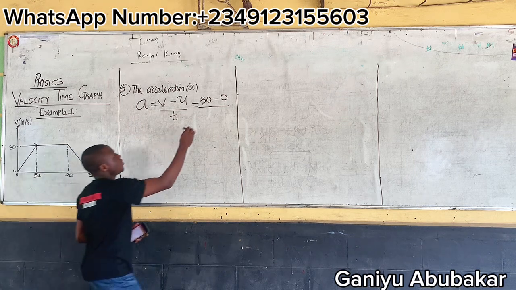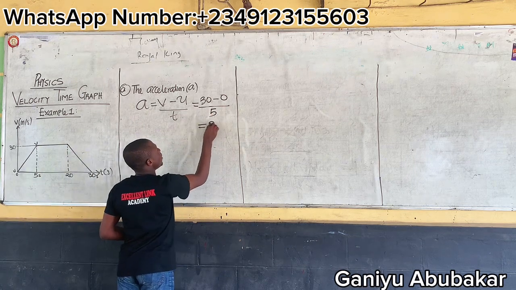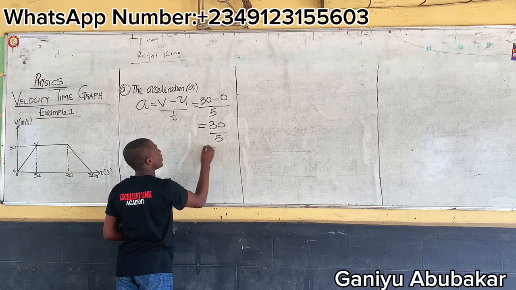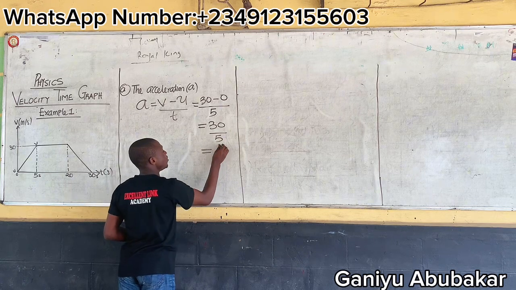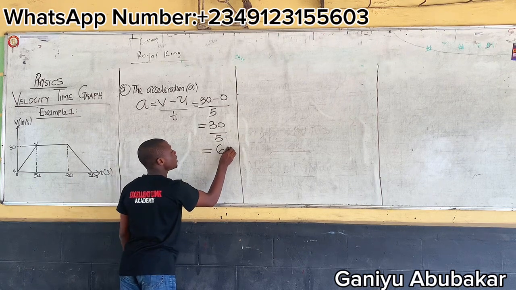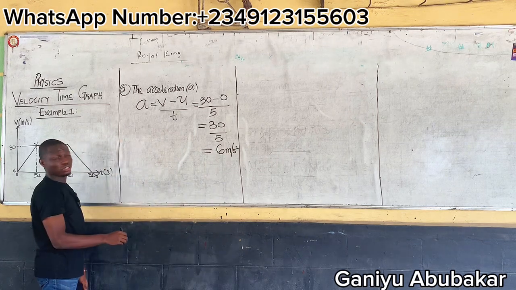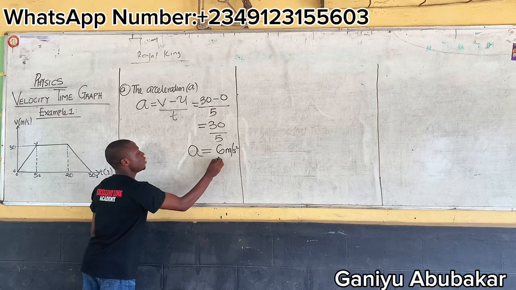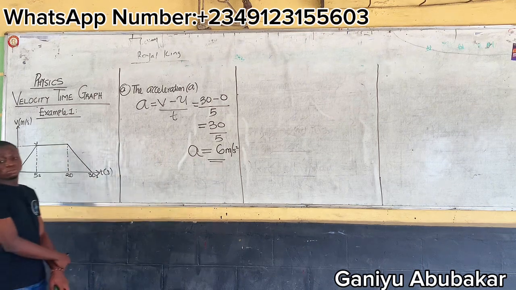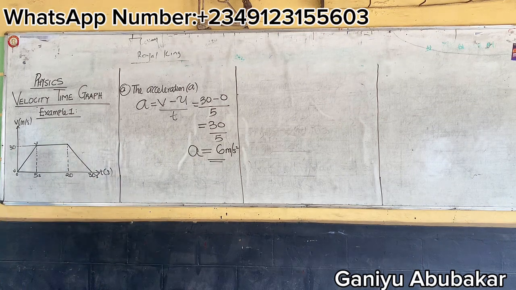So I have 5 there. All I have here is 30 over 5. What's the answer, please? 6. 6 what? Meter per second square. Why? Acceleration. So my acceleration is 6 meter per second square. I'm done. That's your A.